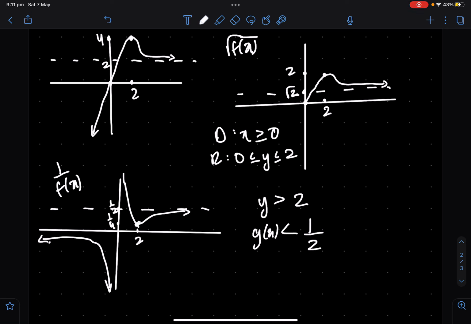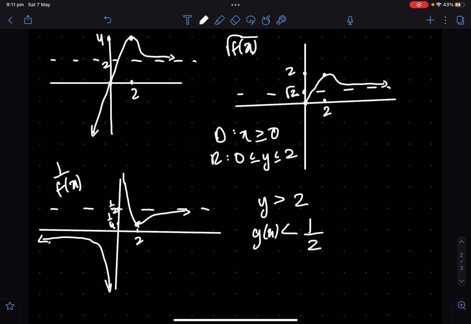Now that's what you have to notice. As you flip the graph, all the y values are also flipped. And that means the range is also going to be inverted, for example, where the horizontal asymptote, the new values are going to be, before they were above the asymptote, now they're going to be below.